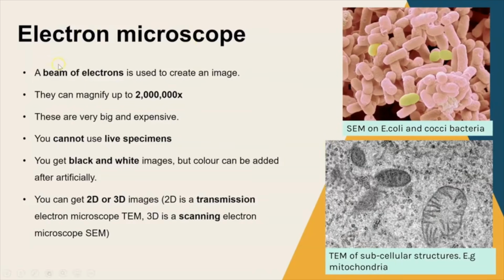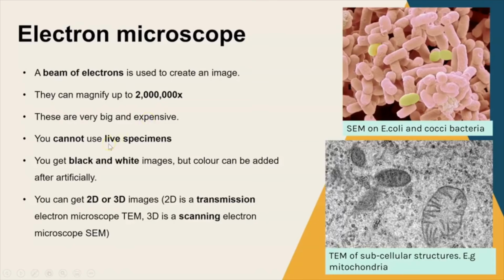Now, the way it creates an image is by releasing a beam of electrons. Now, electrons have a much shorter wavelength than light, and that is why we get this much higher magnification. We can actually magnify 2 million times. They are very, very big and expensive and much more complicated to use.